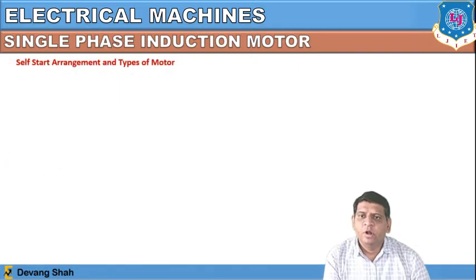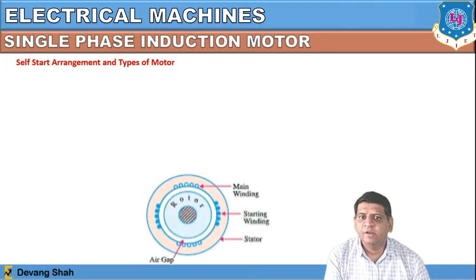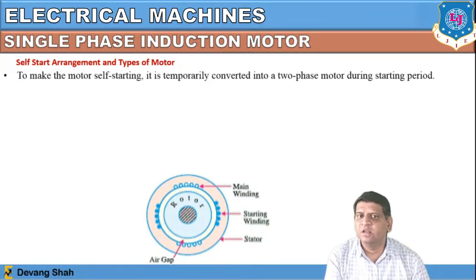Now how can we generate a self-starting arrangement, and what are the types of the motors? This is the fundamental problem, where two fluxes are generated in opposite directions, so there is no movement of the rotor; the rotor cannot rotate in one direction. But if we provide two windings, a main winding and an auxiliary winding exactly 90 degrees from it, then it will provide the initial starting torque of this single phase induction motor.